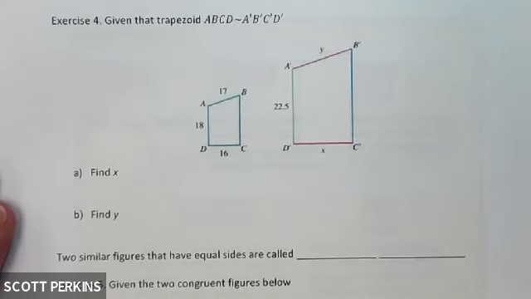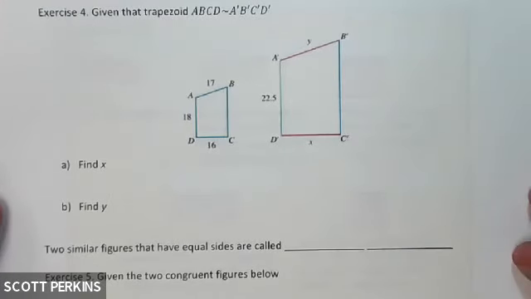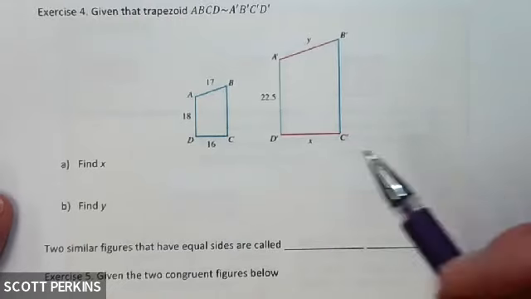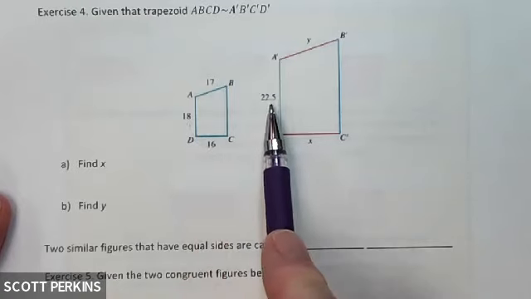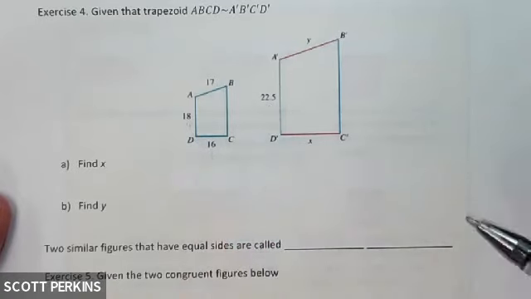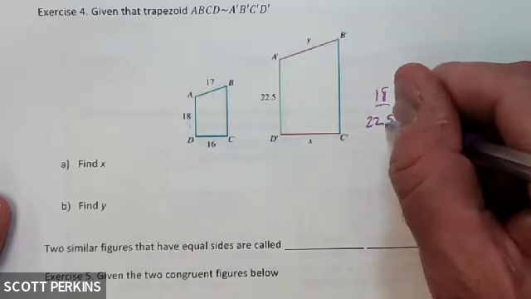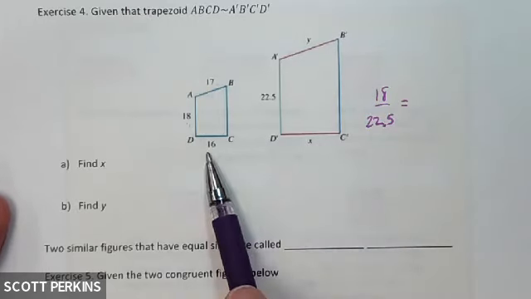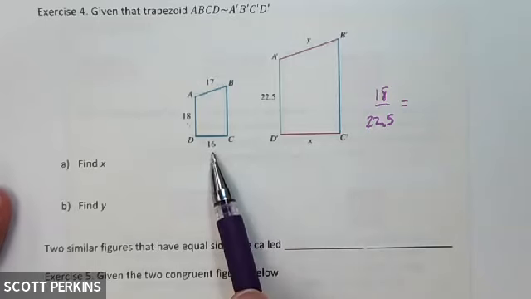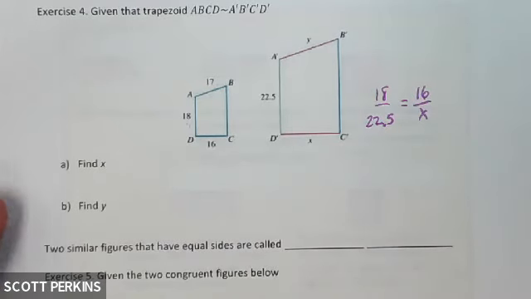All right, so I'm going to go ahead and set up find X. If you have any questions, or if you did something different and want to know why it did or did not work, let me know. So once again, the proportion is set up because I know 18 on the small figure and I know 22.5. Those are corresponding sides. So to find X, I'm going to set that up with 18 on the top, 22.5 on the bottom. X is down here on the bottom, and so it corresponds with 16. So I have my fractions set up with the smaller figure on top and the larger figure on the bottom. So there's my proportion. Now I'm going to go ahead and solve it.